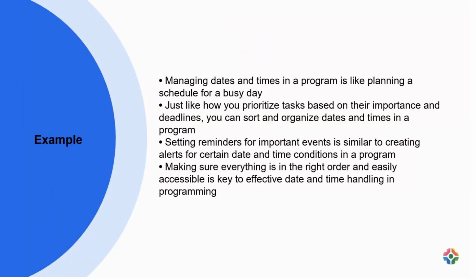Managing dates and times in a program is like planning a schedule for a busy day. Just like how you prioritize tasks based on their importance and deadlines, you can sort and organize dates and times in a program. Setting reminders for important events is similar to creating alerts for certain date and time conditions in a program. Making sure everything is in the right order and easily accessible is key to effective date and time handling in programming.